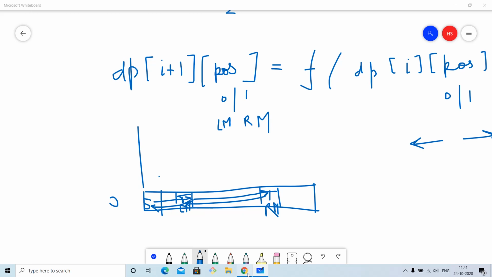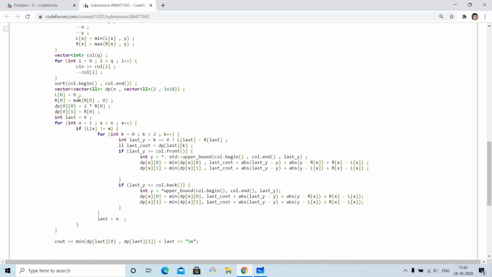So in this way, the leftmost position of the zeroth row will be 0, and the rightmost position of the zeroth row will be the maximum of the rightmost position, if there is any rightmost position, and 0. So what will be the cost to sweep the zeroth row if we are ending at position 0? If we are ending at the 0 position, meaning the leftmost position, that will be 2 times the rightmost position.